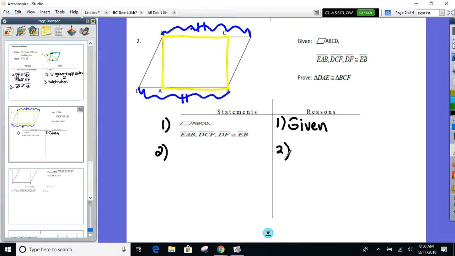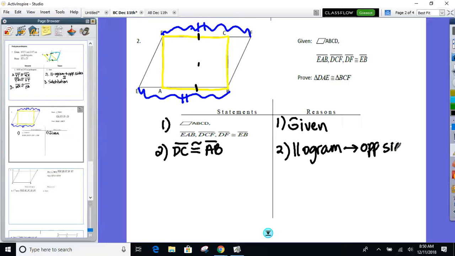DC and AB. Okay, so you're going this way first. I like it. DC congruent to AB. What's our reason here? Good. Parallelogram implies opposite sides congruent. All right, doesn't give us a side, but it could lead to a side, right? It could lead to a side, or you could go somewhere else in this proof. Go ahead. Anywhere else, Maggie, let's roll.